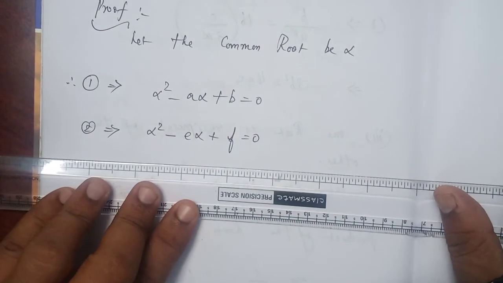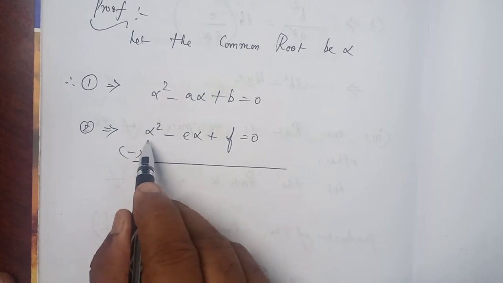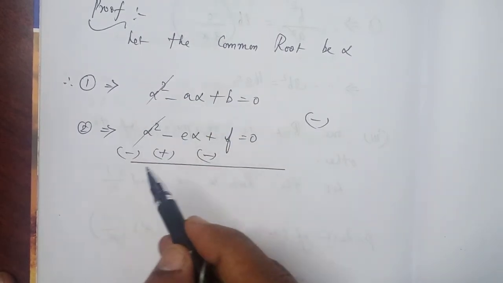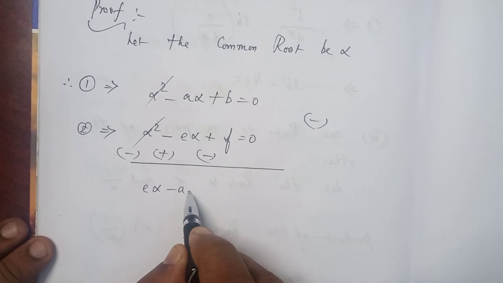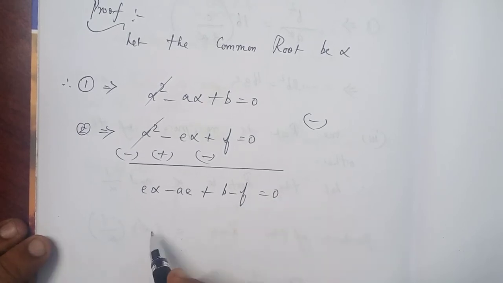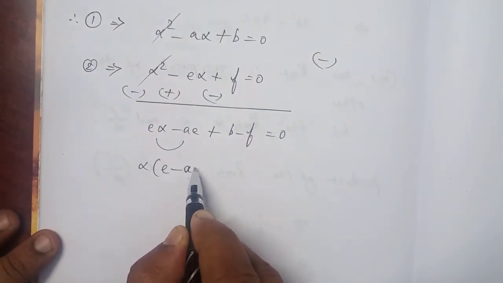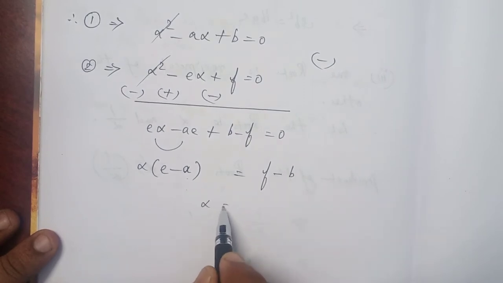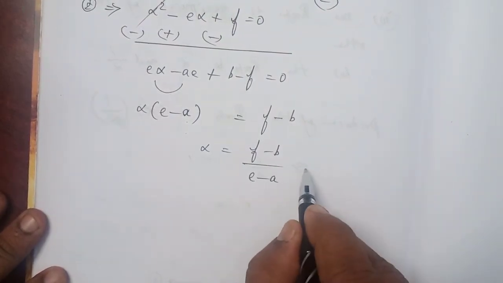Solve these two equations. I am eliminating alpha square. Change the sign, plus becomes minus, minus becomes plus. Just I am subtracting these two equations. Alpha square and minus alpha square get cancelled. Here we are getting e alpha minus a alpha plus b minus f equal to 0. Between these two, I take alpha as common. If we take alpha as common, you will be getting e minus a, that is equal to minus f comes right hand side plus f, plus b comes right hand side minus b. So alpha is equal to f minus b divided by e minus a. Let it be number 3.